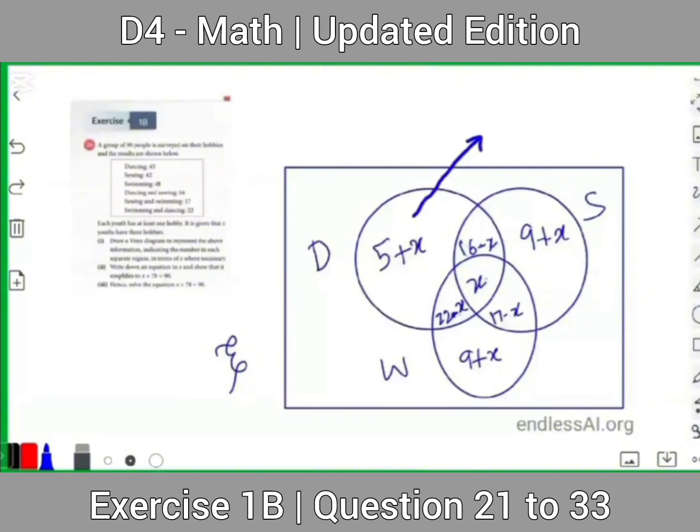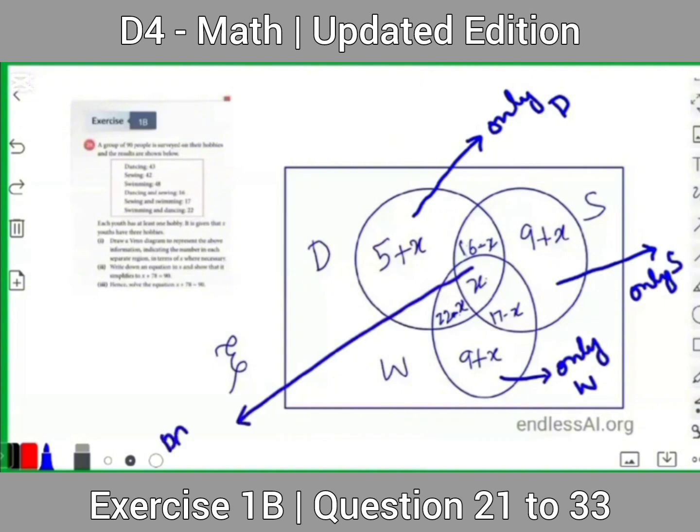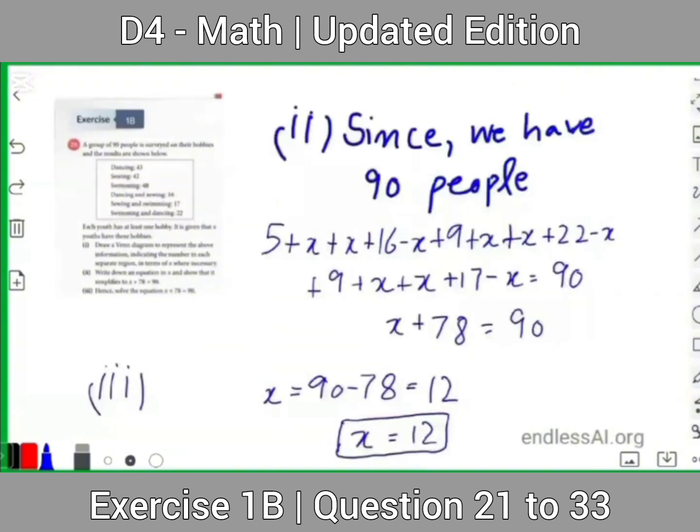So this region shows only D, this region shows only S, this region shows only W, this region shows D intersection W intersection S. Now in part 2, write down an equation in x and show that it simplifies to x plus 78. Now we will put all the filled-in information of the Venn diagram together and set it equal to 90, since we have 90 people. So 5 plus x plus 5 plus x plus 16 minus x plus 9 plus x plus x plus 22 minus x plus 9 plus x plus 17 minus x equals 90. So after simplifying, we will get the required equation as shown: x plus 78 is equal to 90.